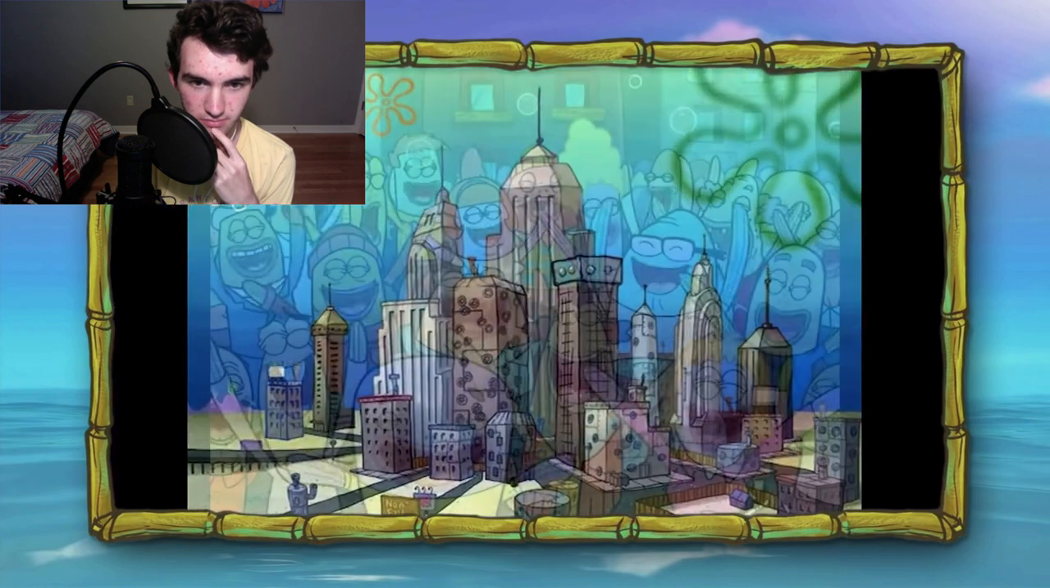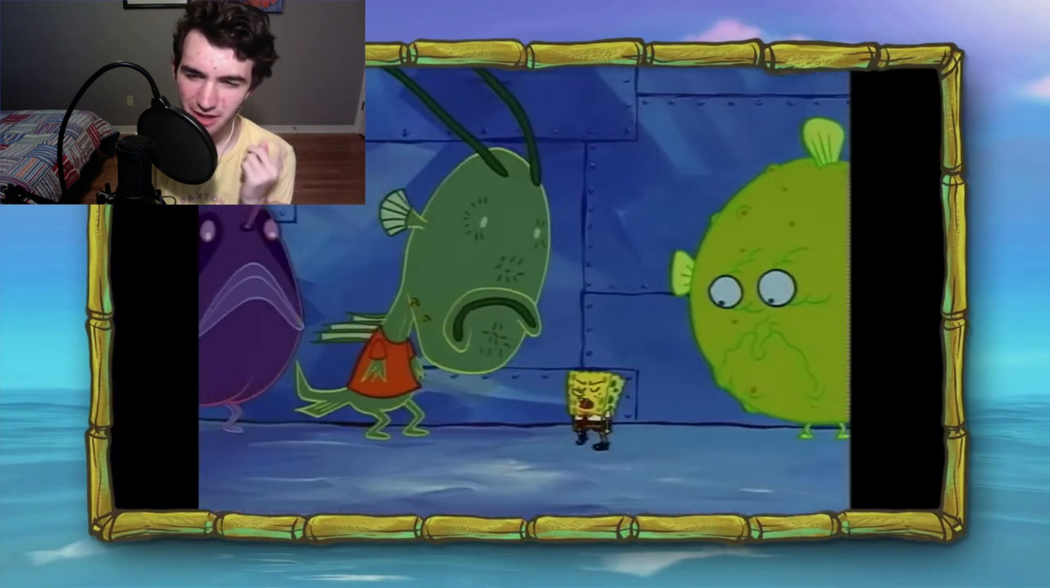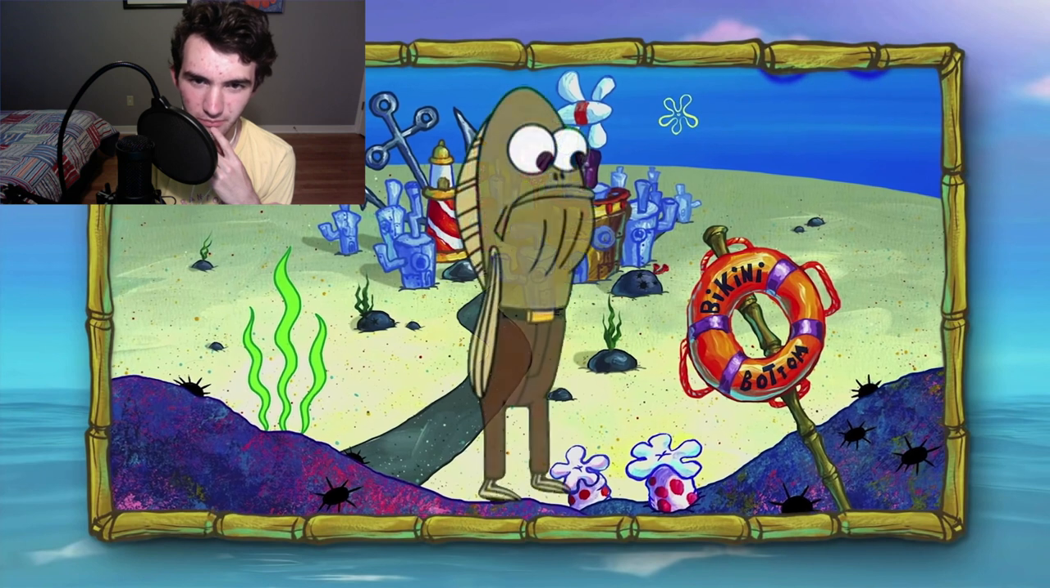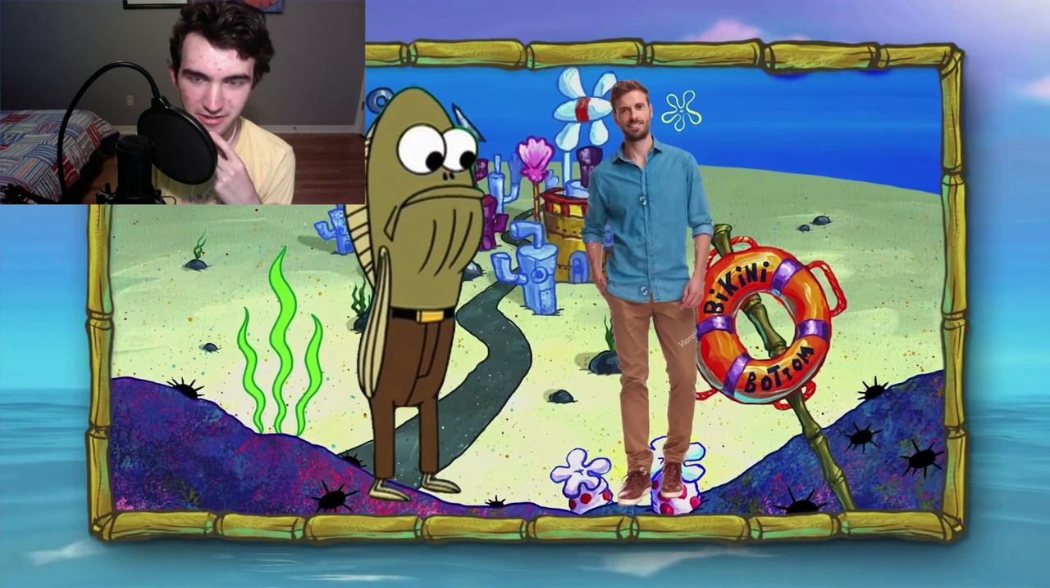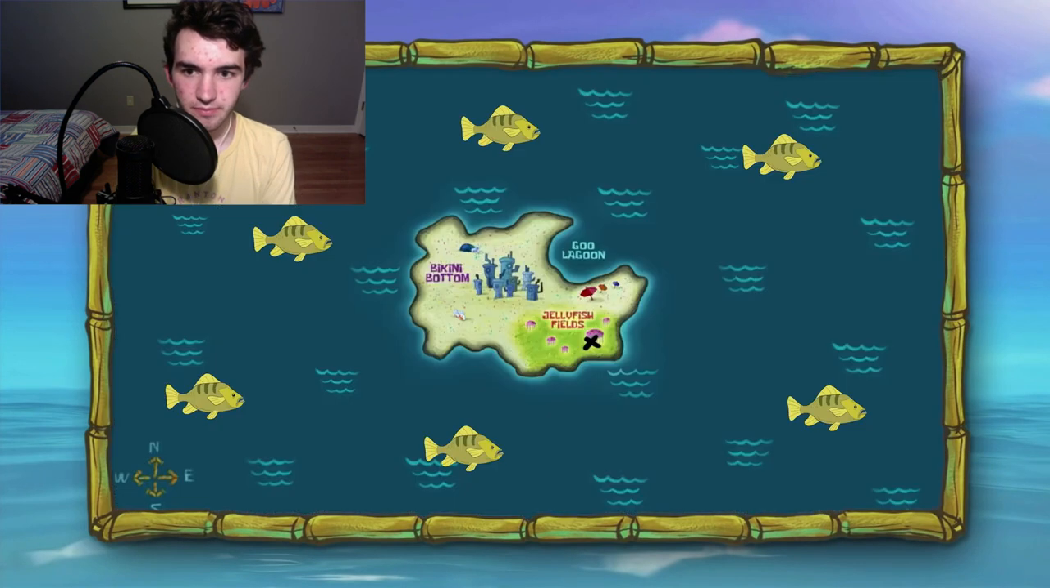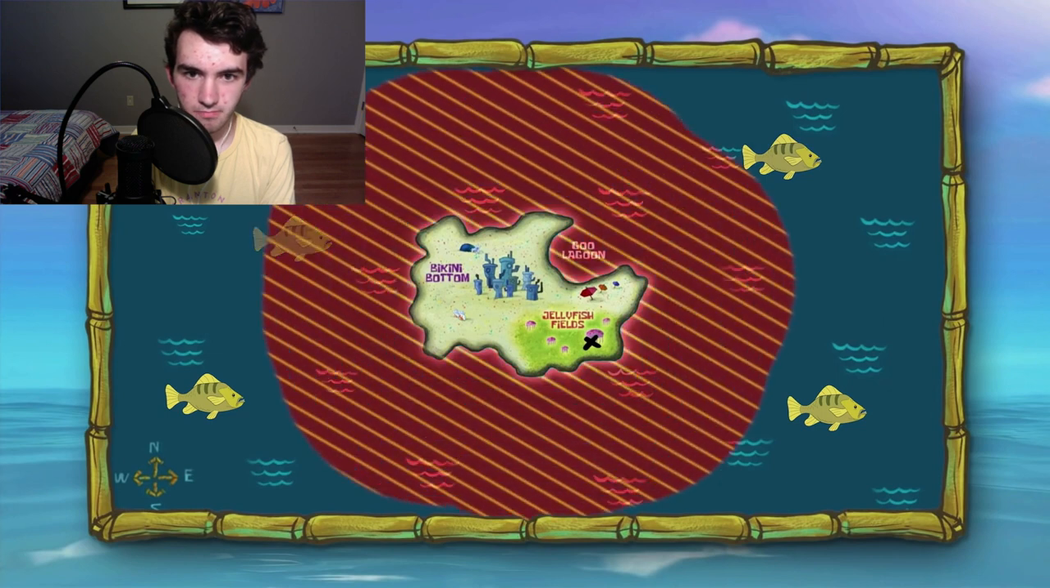We've seen different cities and places far across the ocean. Yeah, I was thinking about that. Fish, which makes sense because the marine life in Bikini Bottom has evolved to resemble humans, so it's no surprise that just like humans, they've expanded beyond Bikini Bottom and colonized other areas of the sea.